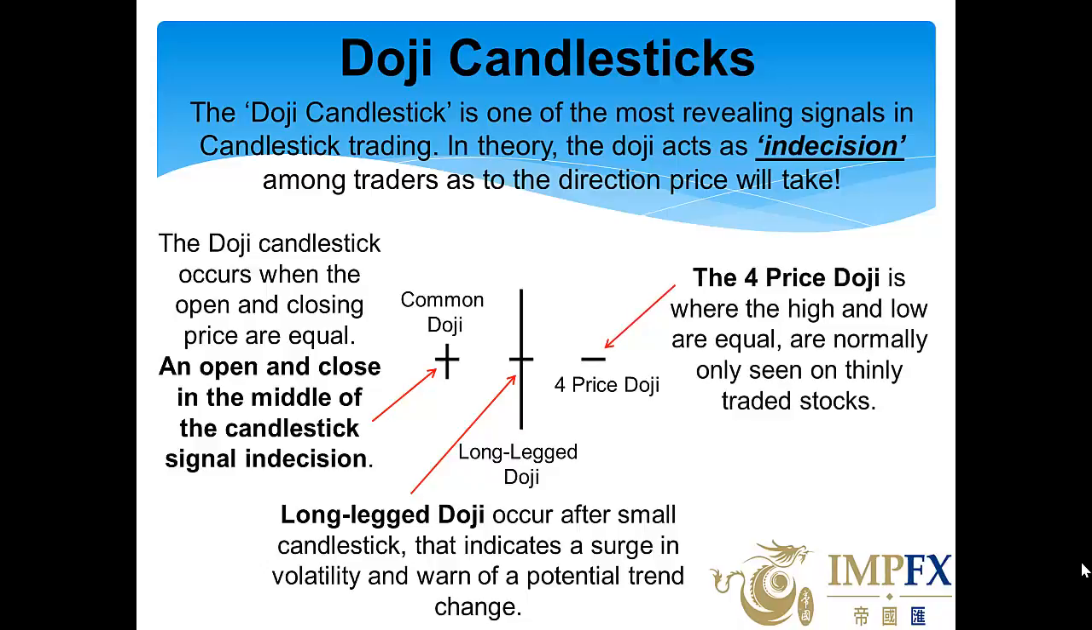And the four-price doji is a little bit rare. The four-price doji is where the open, high, low and close are all equal, normally only seen on thinly traded stocks.